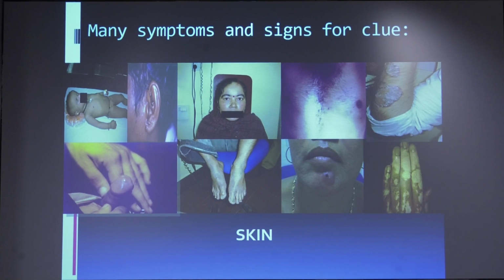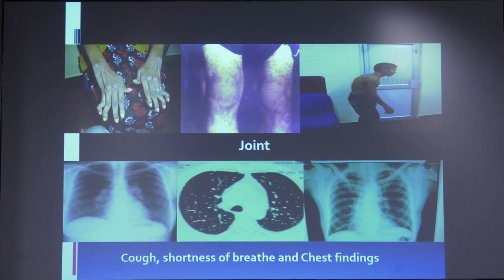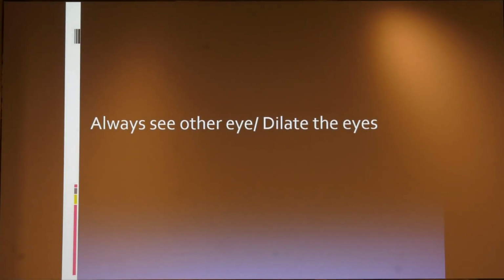Now, out of the symptomatology and signs, I have found 3 systems which are very, very important for uveitis. One is the skin. If you take a history of the skin as well as examine, you get a clue for anterior and other uveitis. Second is the joint involvement. There is seropositive arthritis, there is seronegative arthritis, as in ankylosing spondylitis I have shown. And third is cough, shortness of breath, and chest findings. These are very, very important.